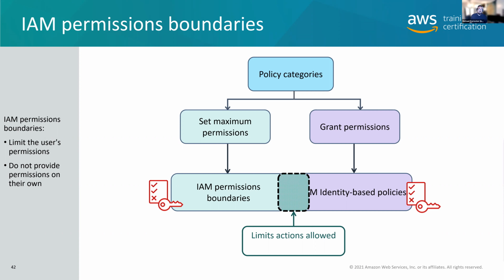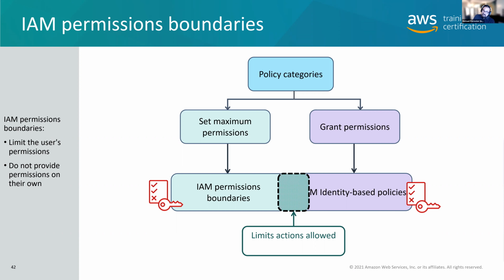So if someone has an identity-based policy and they have a permission boundary, what will happen is that whatever the permission boundary allows to happen is what will happen, no matter what the identity-based policy says, right? So it limits the user's permissions. So for example, you could grant someone admin rights and then just pare them down and say, well, they can't do this, this, and this, right?